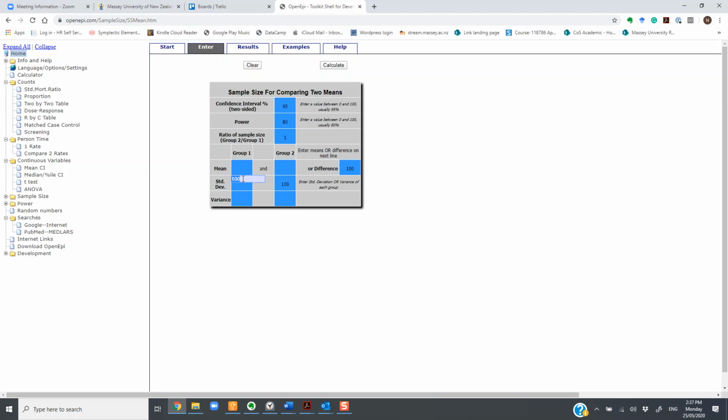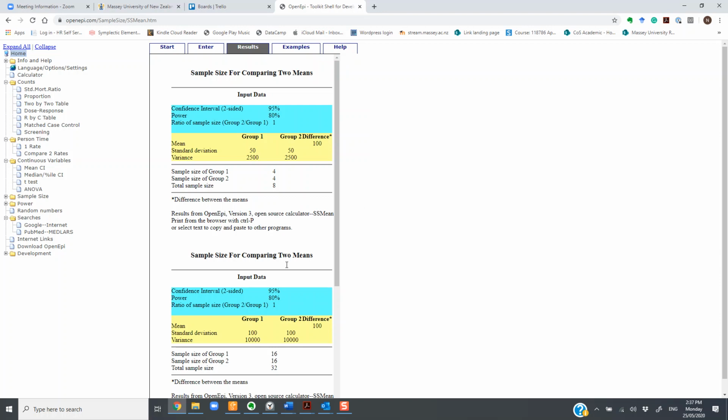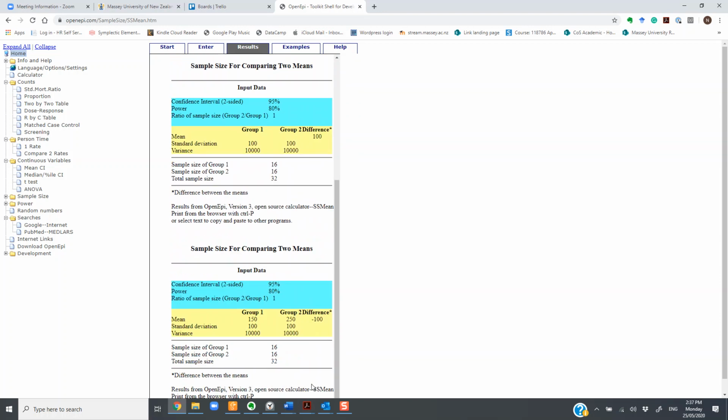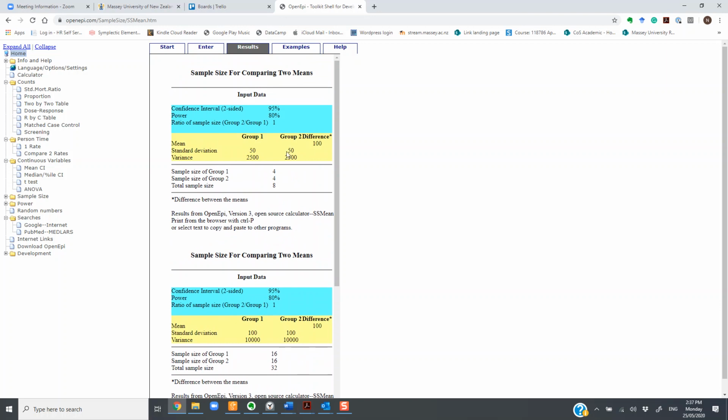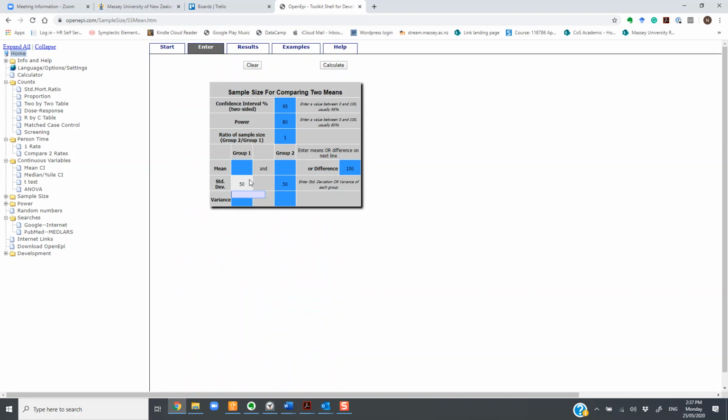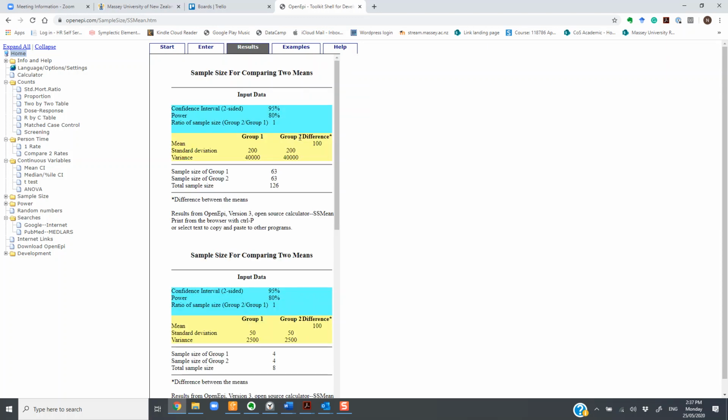Now, what I sometimes do in these scenarios is, if I thought perhaps that my standard deviation was going to be significantly smaller, then I might run with 50, and I can see it drops it to 8 in total. Or I could say, well, what happens if the standard deviation were 200? What would we need? We would need 63 in each group, and 126 in total.